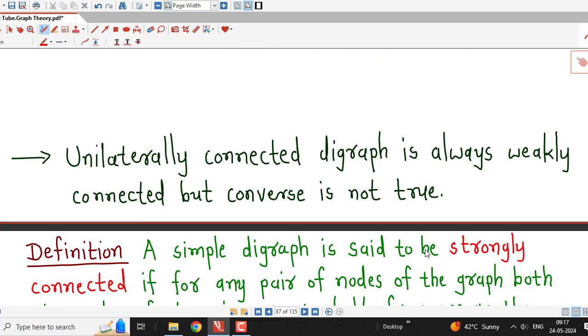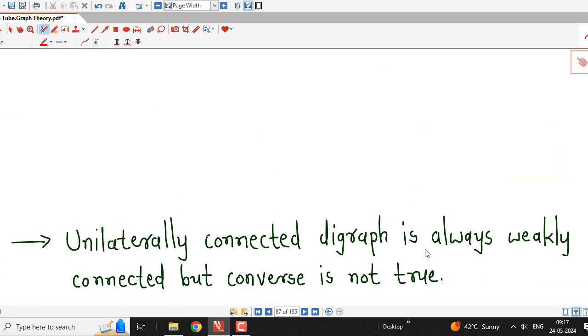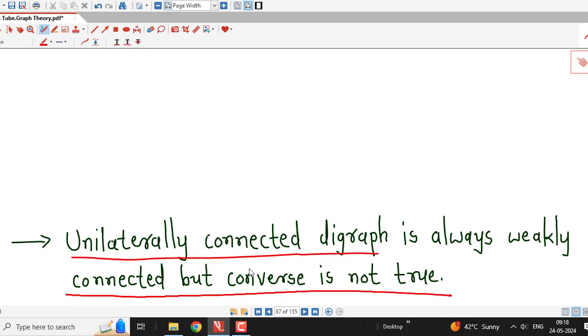And finally, we can see this remark that if our graph is unilaterally connected, then it is always weakly connected, but the converse is not true. That is, if a graph is weakly connected, then it is not necessary that it is unilaterally connected, but a unilaterally connected graph is always weakly connected.